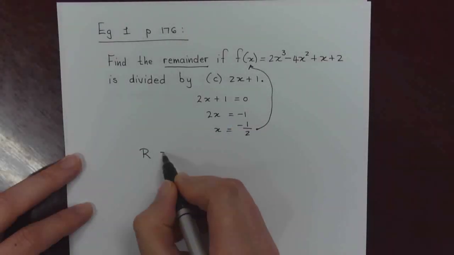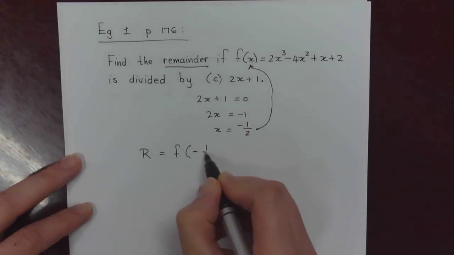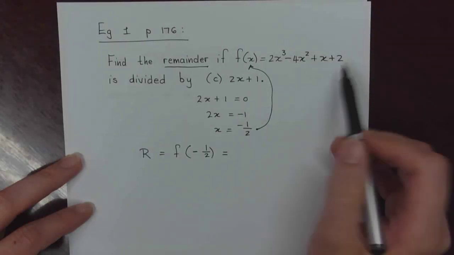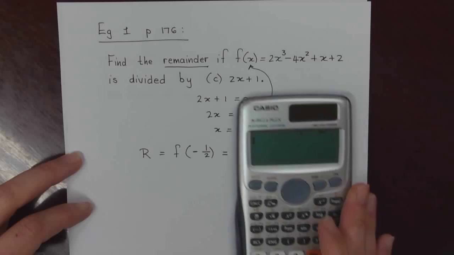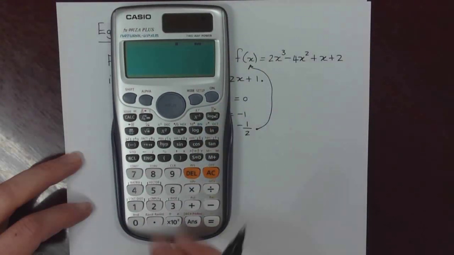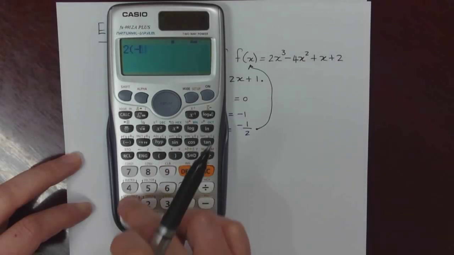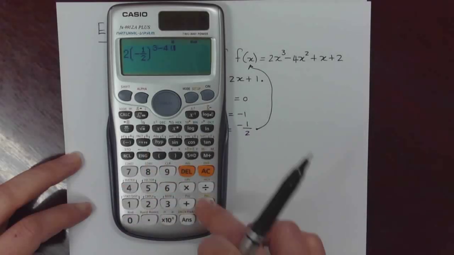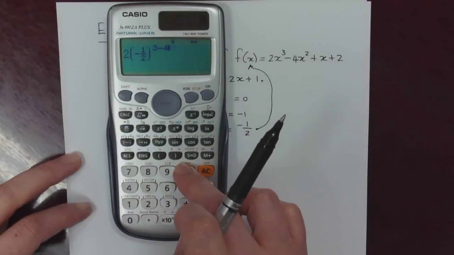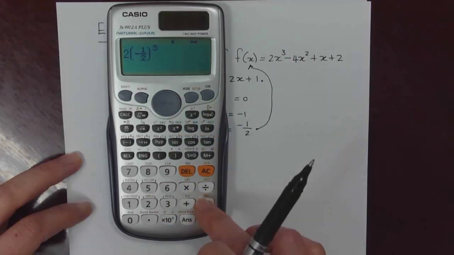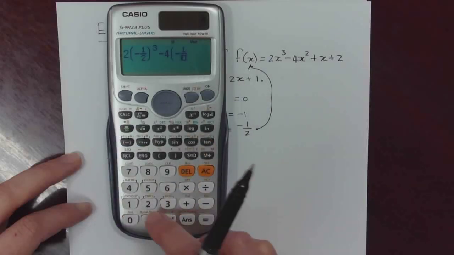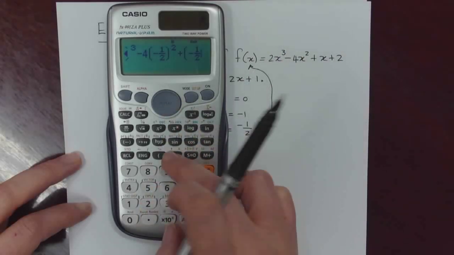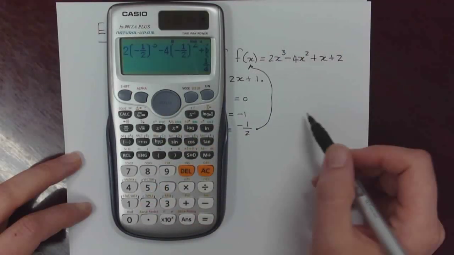So my remainder is just going to be equal to f of negative a half. And yes, I'm going to be super lazy here, and I'm just quickly going to use my calculator to work that out. So that means it's 2 times negative a half cubed minus 4 times negative a half squared plus negative a half, and then lastly plus 2. And I end up with a quarter.